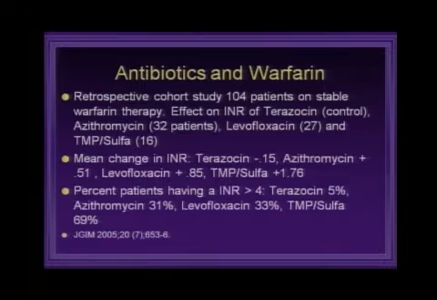The mean change in INR in terazosin was 0.15, azithro was 0.5, levofloxacin 0.85, and trimethoprim sulfa 1.76. So you can see the trimethoprim sulfa is pretty much going to put most people out of their INR range, whereas the others, maybe yes, maybe no. And if you look at it another way, the percent of patients with an INR over 4: 5% of terazosin, 31% of azithromycin, 33% of levofloxacin, and 69% of those on trimethoprim sulfa.